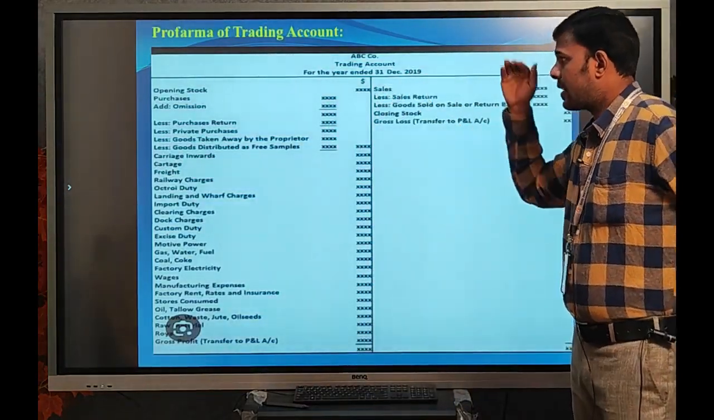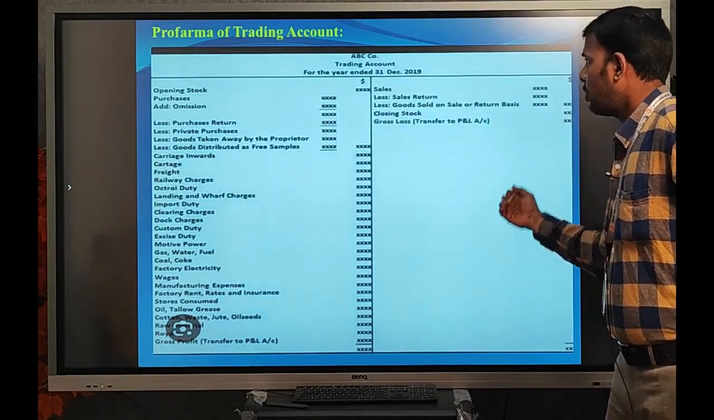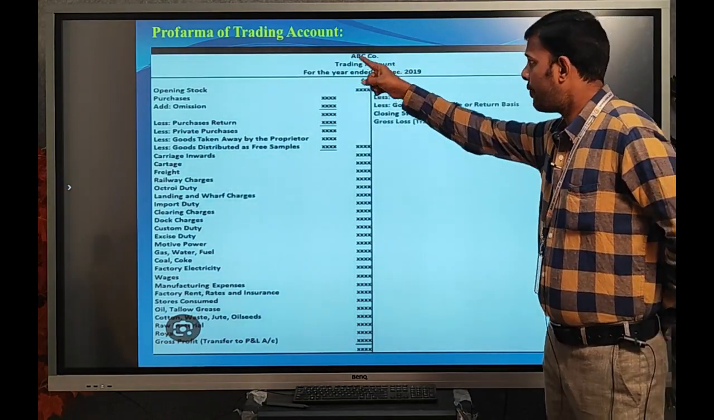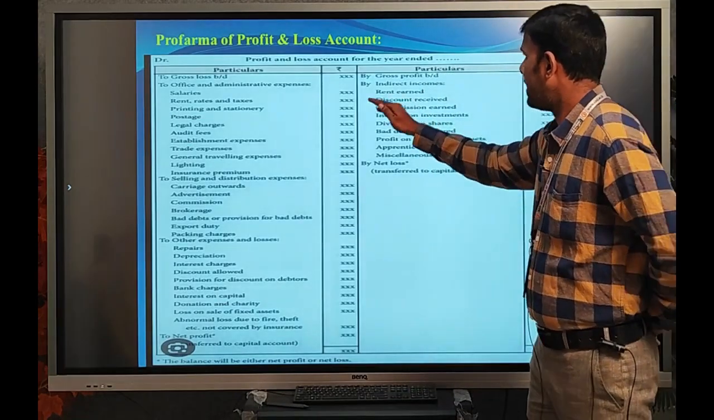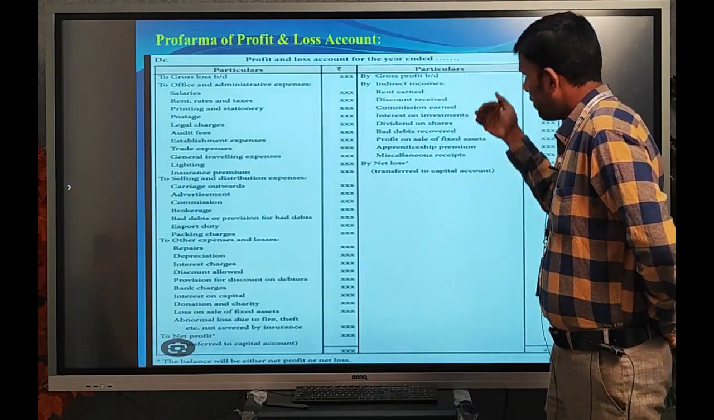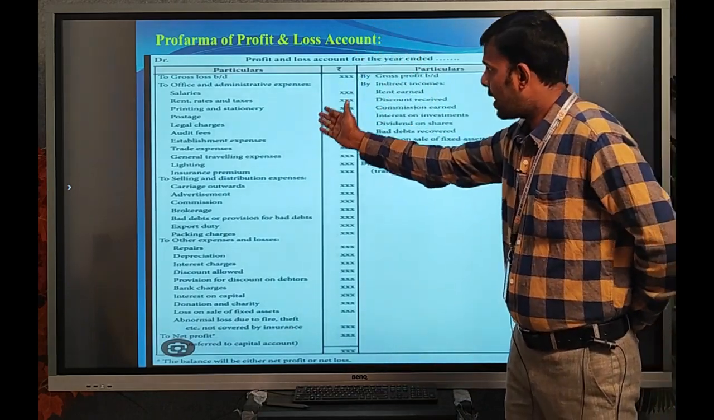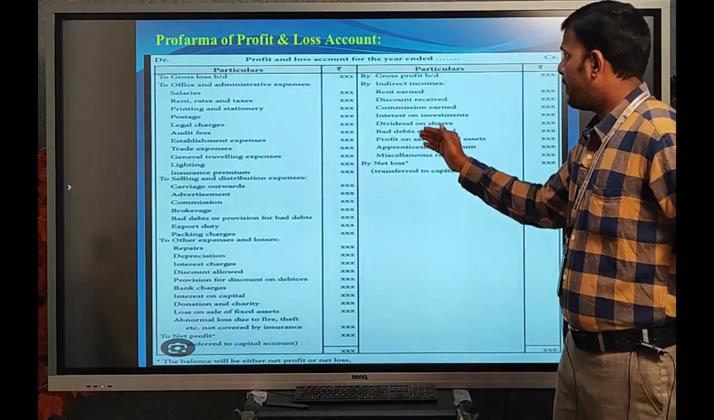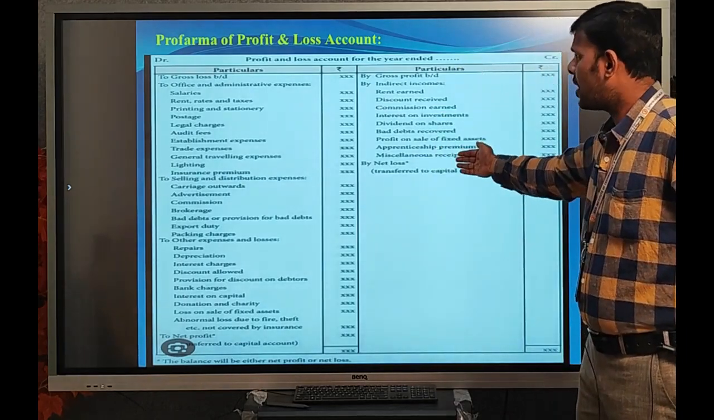This is a pro forma of trading account, and trading account starts with opening stock and ends with the closing stock. And if you see here, gross profit, the objective of trading account is to find out gross profit. And next one, the gross profit will be transferred to profit and loss account. Here we can see the gross profit from trading account to P&L account, it has been transferred. And if you observe the pro forma of profit and loss account, all the expenses and losses will be recorded on the debit side of the profit and loss account.